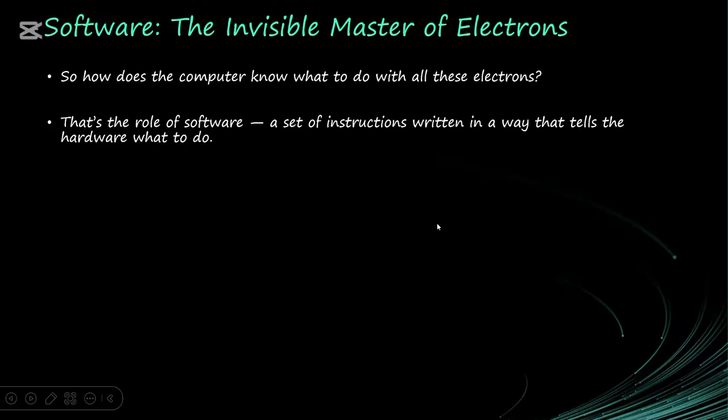Okay, so you as a programmer will be the one to write this software, the set of instructions. The computer does not know how to work with these electrons. It knows how to make the electrons move, but it doesn't know how to use them. So it is you that will tell it.